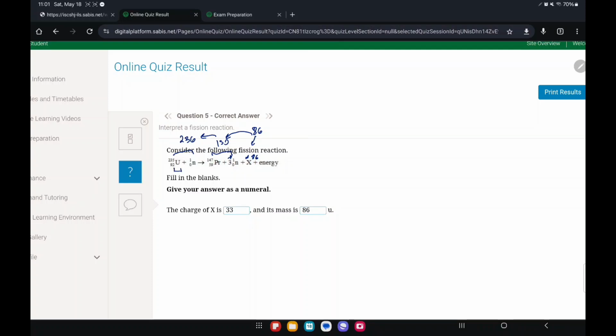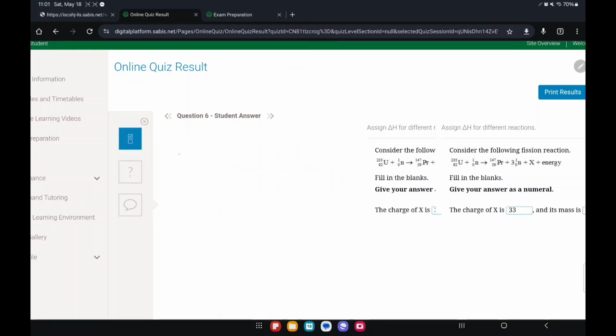Okay, how about the charge? Here we have 92. Here we have 59. And there's 0 charge here, just 59. So I need to add something to this 59 to get 92. And that's 33. For the charge, it's 33. If my mass is 86, the charge is 33. There you go. Question 6.